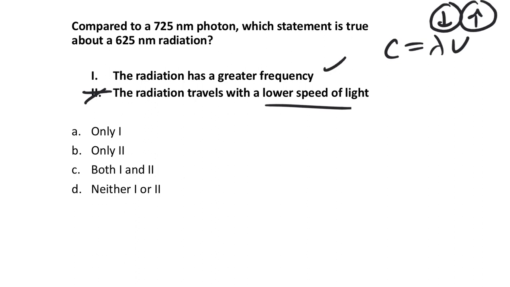I think it's worded in a way that's kind of hard to understand. Am I talking about the 625 nanometer photon, or am I talking about the 725? But I think statement 1 is true here. And again, sometimes these test questions are hard to interpret.